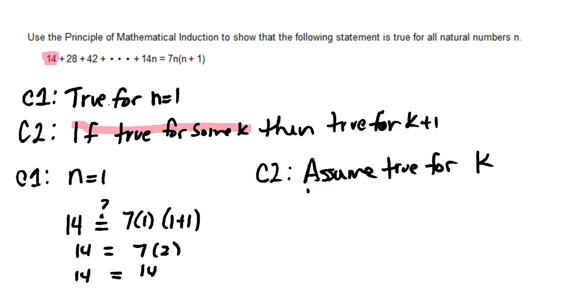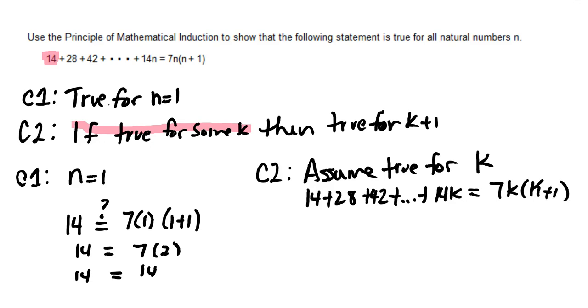So that means that 14 plus 28 plus 42 plus ... plus 14k equals 7k times k plus 1. So we're assuming it's true for some value of k. We need to prove that this statement is true for k plus 1.